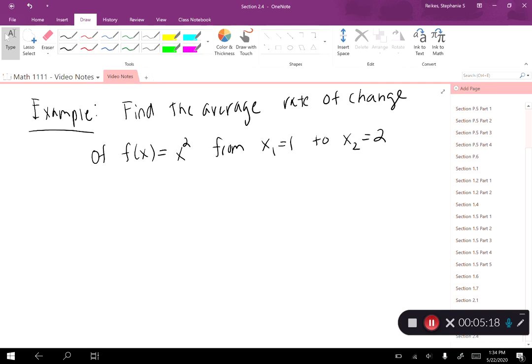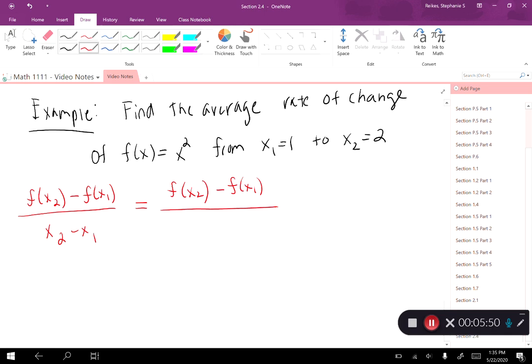Find the average rate of change of f(x) = x squared from x1 = 1 to x2 = 2. Alright, so let's write the formula out to begin with. Again, the average rate of change formula says f(x2) minus f(x1) all divided by x2 minus x1. Well, in the problem, I'm given x1 and x2, so let's plug that in first. Let's start with what we know. So I don't know my numerator yet, but I do know that x2 is 2 minus x1, which is 1.